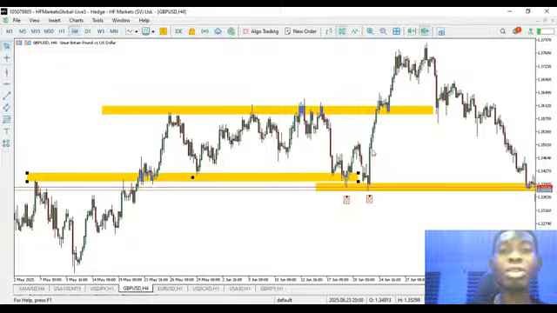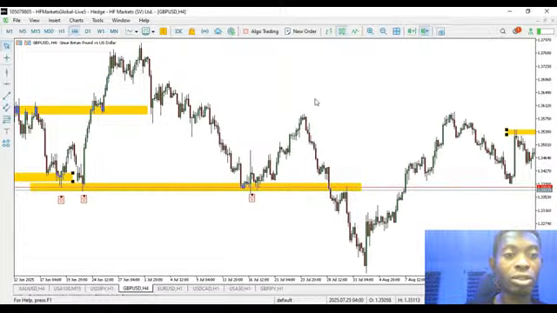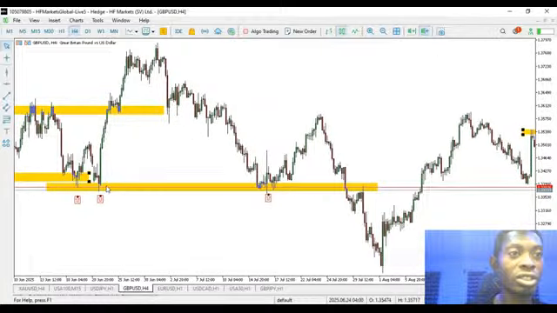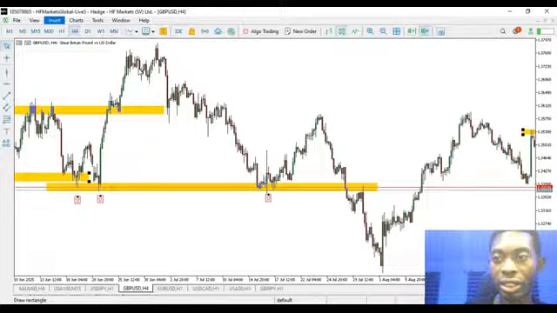So that's how to draw the support and resistance. Very beautiful. That's how to draw your support and resistance beautifully. You can see something like this again. Did you see? It's repeating itself.